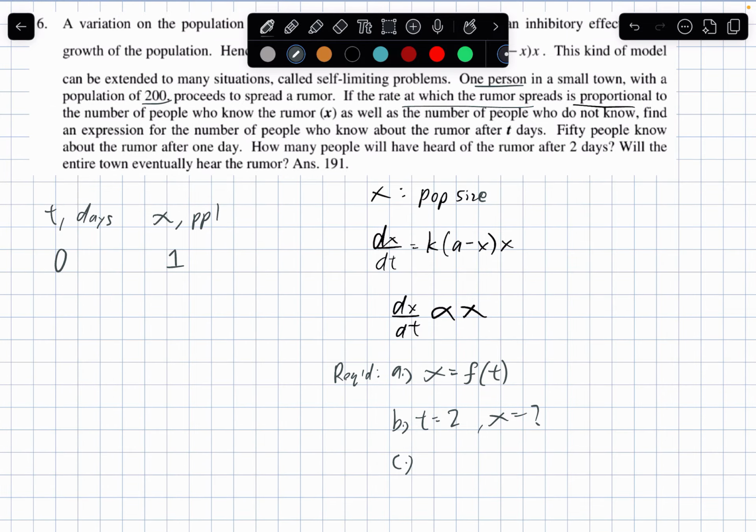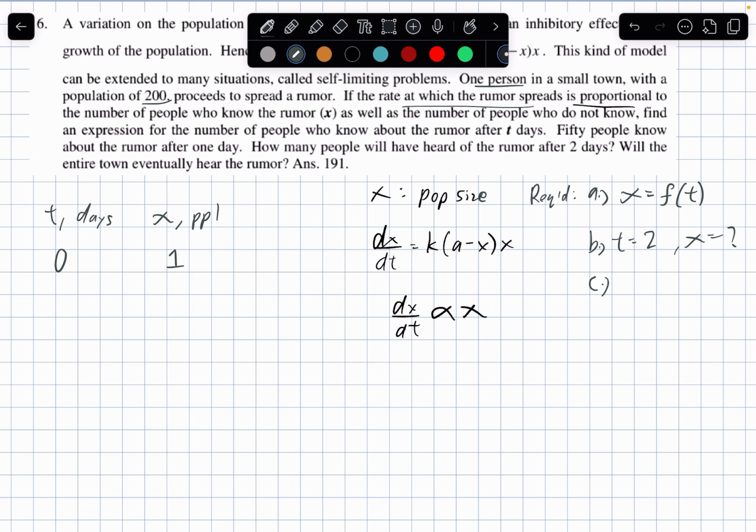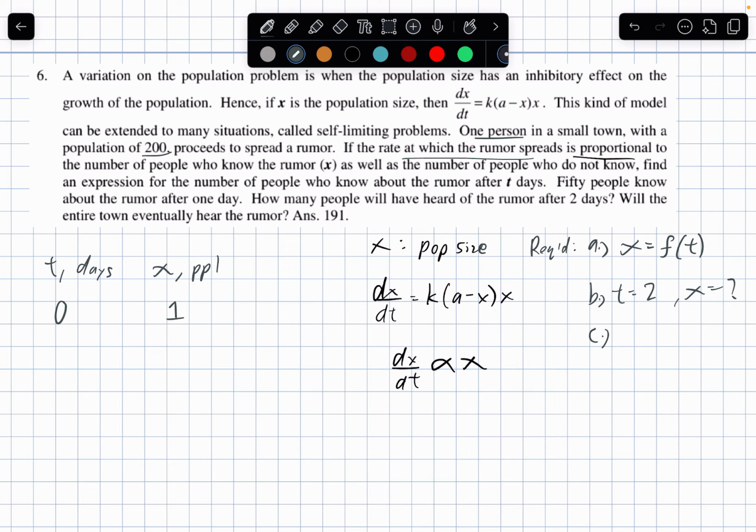And then the third question: will the entire town eventually hear the rumor? The question for that is not numerical. We need it coming from a and b, so we'll find out later. Okay, so what else? t, aside from 0, we have 2 days. 1 is our x sub 0.